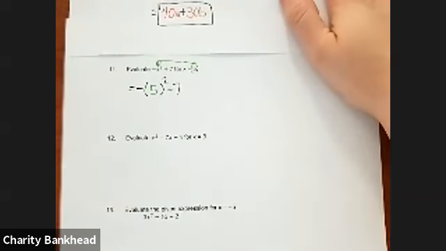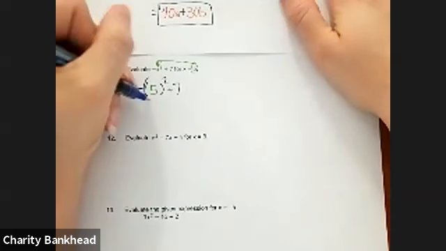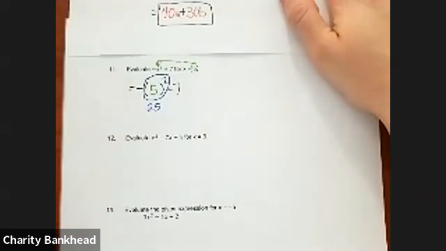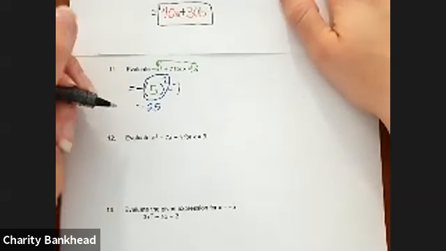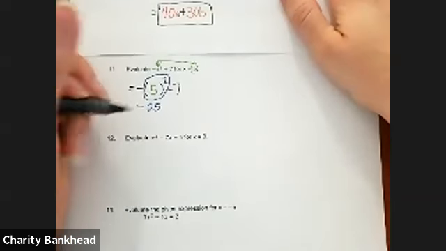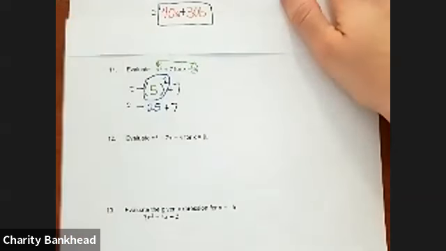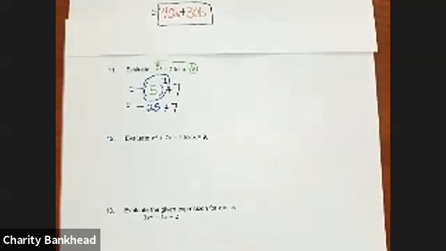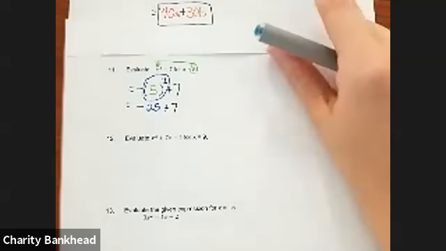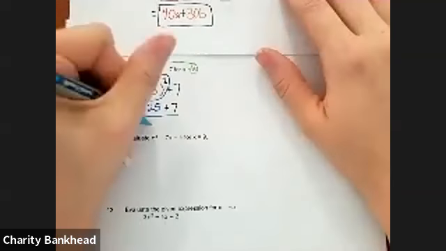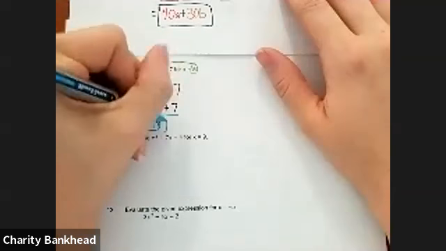So first I need to do the exponents. So 5 squared equals 25. And then I would just bring down the negative, because the negative doesn't go in the parentheses. So now it's negative 25 plus 7. So if my account is overdrawn by $25 and I deposit $7, still going to be negative, but now it's going to be negative 18 is the final answer.